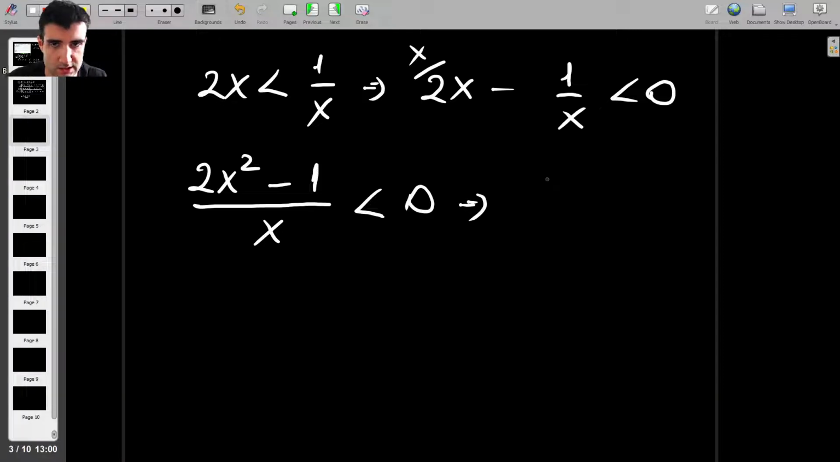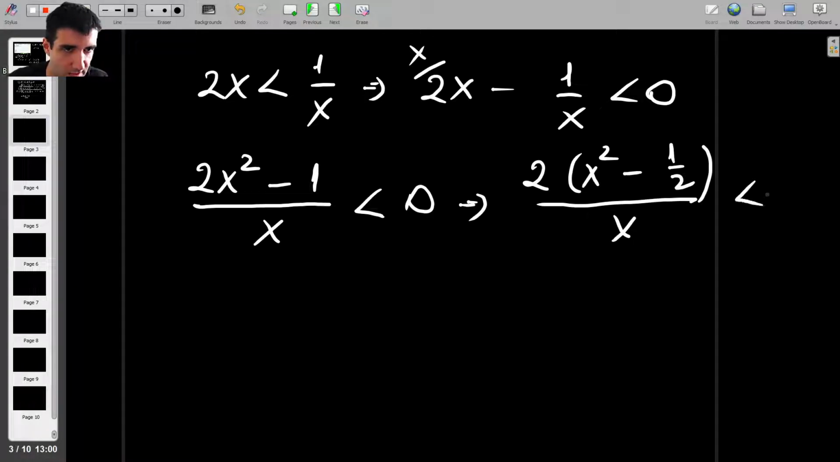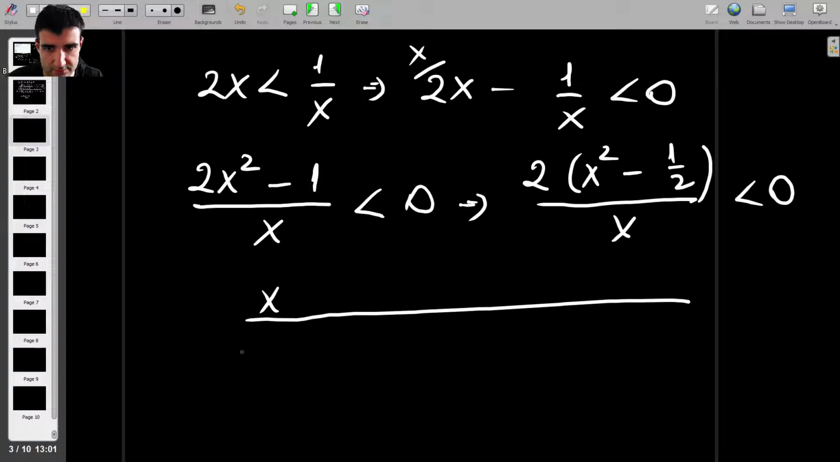So let's write maybe the numerator. Let's try to factorize it too, just to make things a bit easier. So we have this over x less than 0. So let's do a sign diagram again. We have x, we have x squared minus 1 over 2.